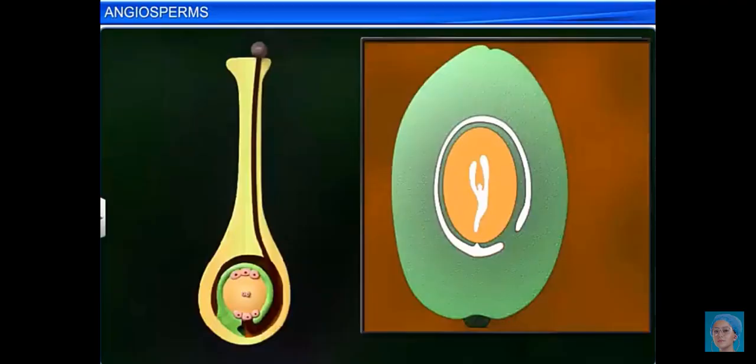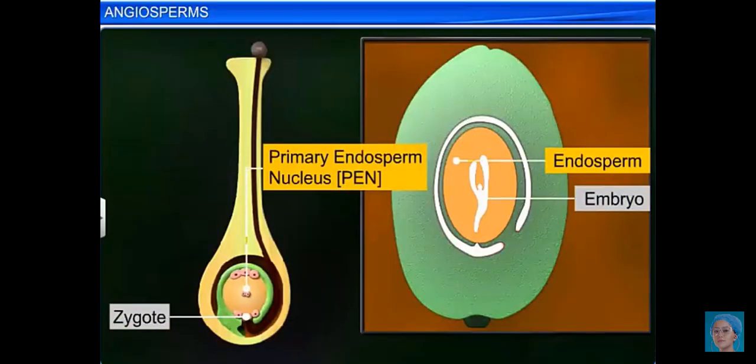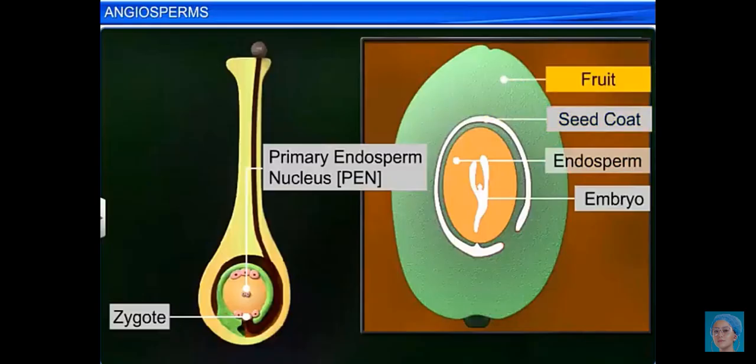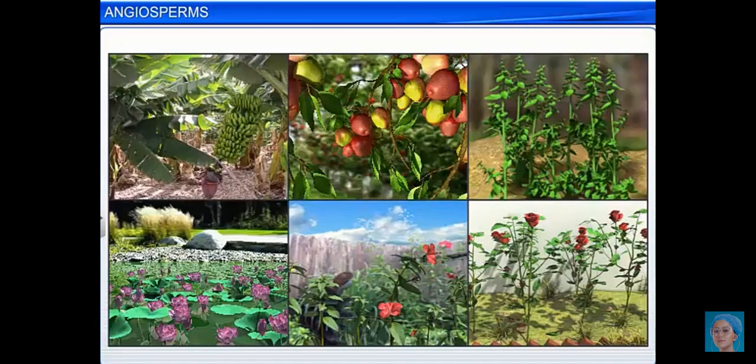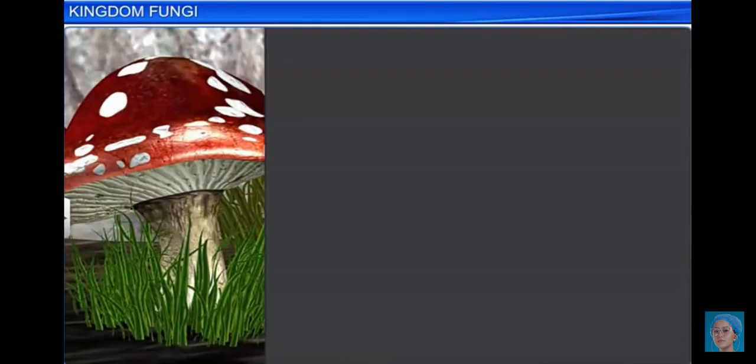After fertilization, the synergids and antipodals degenerate. On the other hand, the zygote develops into an embryo, and the primary endosperm nucleus develops into an endosperm, which nourishes the zygote. Simultaneously, the ovule develops into a seed, and the ovary into a fruit. The seed germinates, and the embryo develops into a new plant. Angiosperms are one of the biggest plant groups, and they grow in diverse habitats, such as land and water, as well as in different climatic conditions.